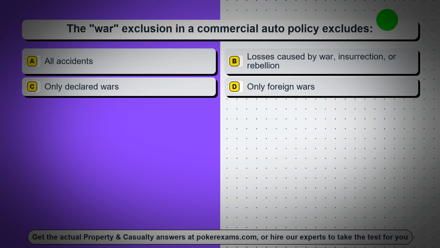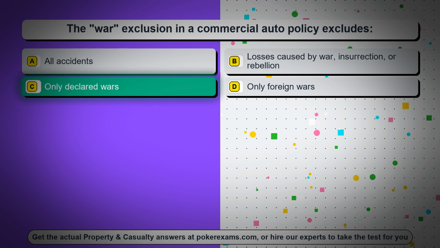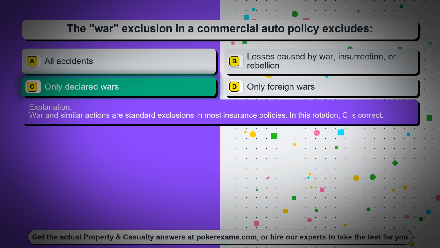Question 42. The war exclusion in a commercial auto policy excludes. Option A, all accidents. Option B, losses caused by war, insurrection, or rebellion. Option C, only declared wars. Option D, only foreign wars. The correct answer is option C, only declared wars. War and similar actions are standard exclusions in most insurance policies. In this rotation, C is correct.